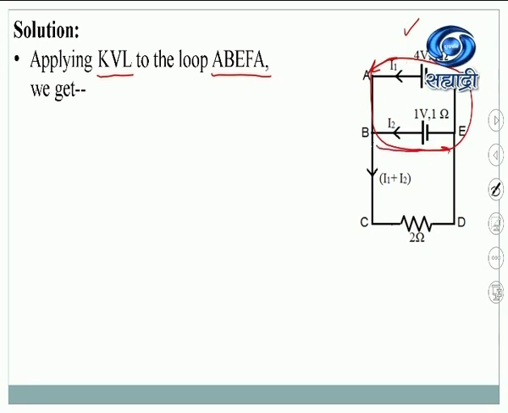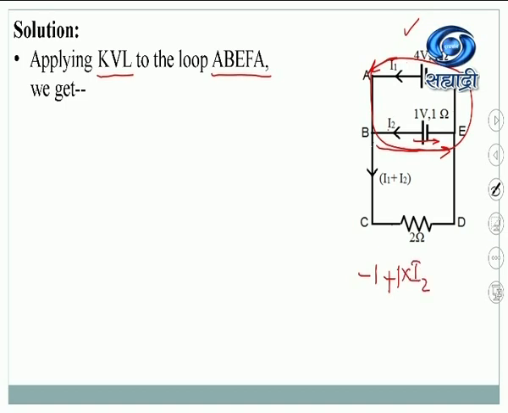When we are going from B to E, we are going against the direction of current, remember. And we are going from positive to negative terminal. That means this EMF will be -1. And since we are going against the direction, this is plus 1 ohm into current, that is I2.